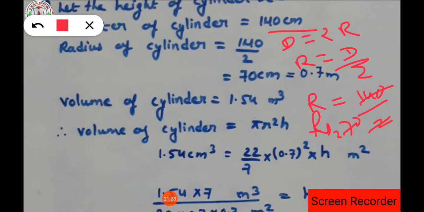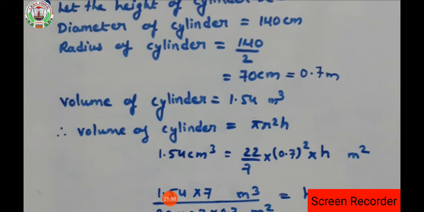Since the diameter value is given in centimeter, we have to change the centimeter into meter. So we have 70 centimeter, and 70 will be divided by 100, because 1 meter is equal to 100 centimeter, or 1 centimeter is equal to 1 by 100 meter. We will get the answer as 0.7 meter. Clear up to here, everyone?